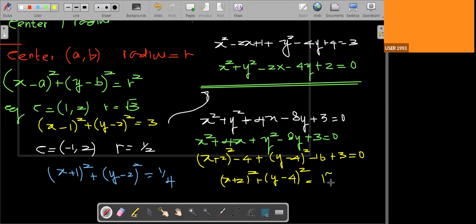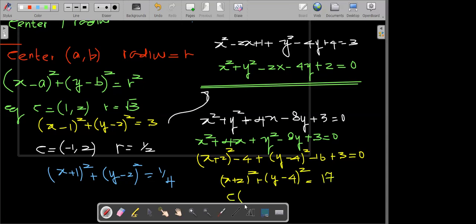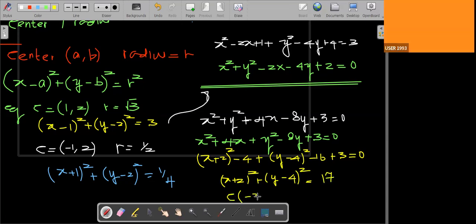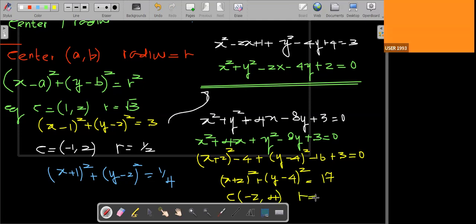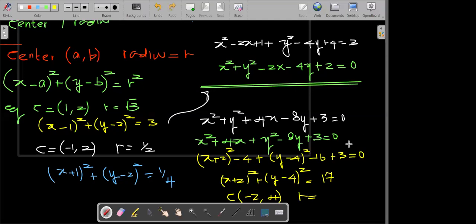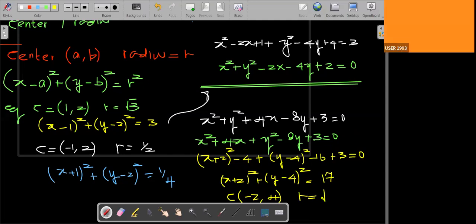17, correct? So what do you think about the circle center? Negative 2 comma 4. Sir, shouldn't it be minus 17? No, right. Minus 17 is here, and then I just brought it to the other side, the right side. So plus 17. So r is equal to root 17. That's the radius. Any questions?